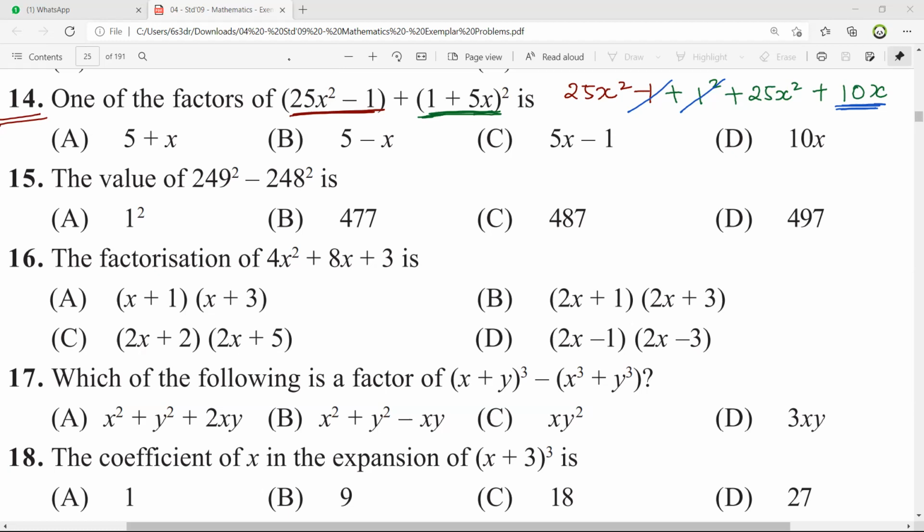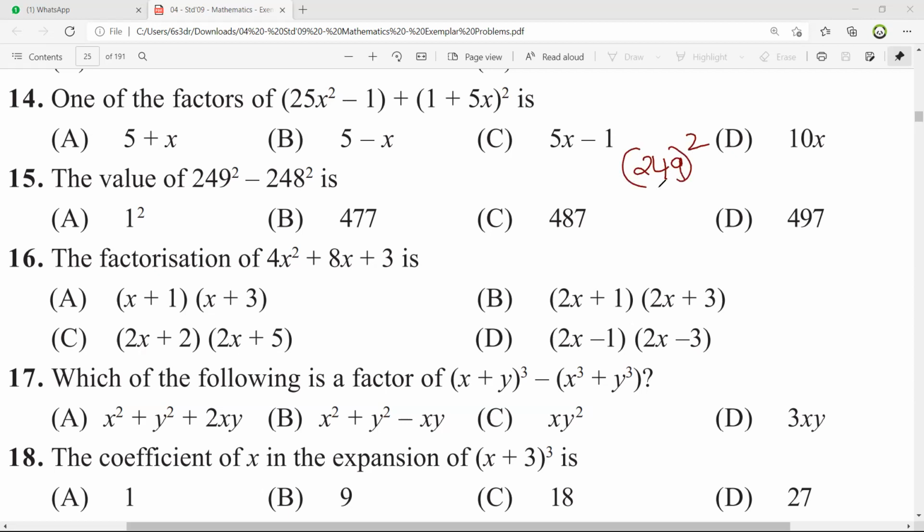Okay, so let's move on to question 15, and let's see who comes up with a trick way to do this, because obviously you're not going to sit and calculate 249 squared by hand. You're not going to do that. So let's see who comes up with a solution for this. It's okay, take your time and think.